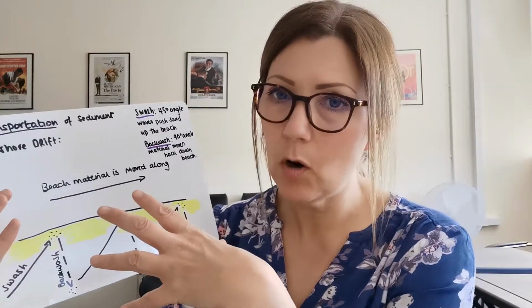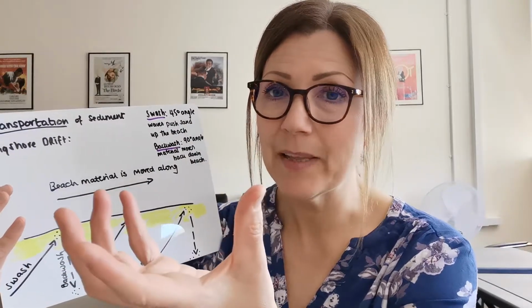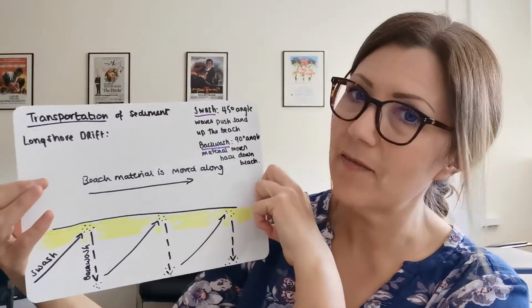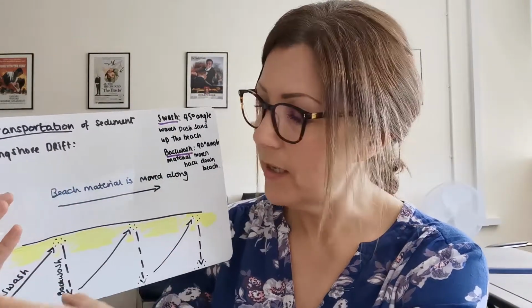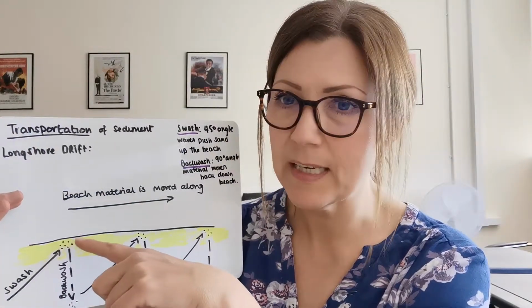But this wave that comes up the beach and throws water onto the beach and throws any sediment that it's got hold of, this is called the swash. Okay, and the swash, as it says, is at a 45-degree angle, and it pushes material onto the beach. So the swash is that, and that little arrow there puts this material at the top of the beach.